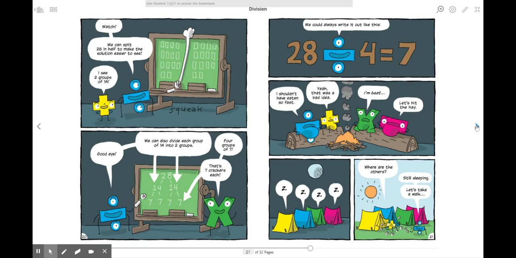Watch. We can split 28 in half to make the solution easier to see. I see 2 groups of 14. Good eye. We can also divide each group of 14 into 2 groups. 4 groups of 7. That's 7 crackers each. We could always write it out like this. 28 divided by 4 equals 7.